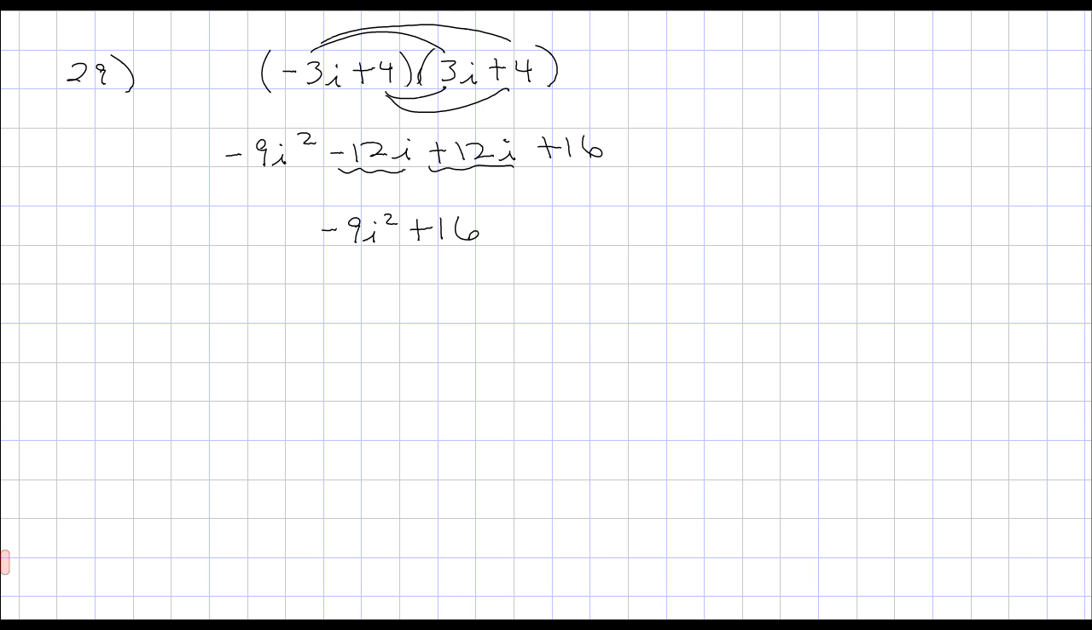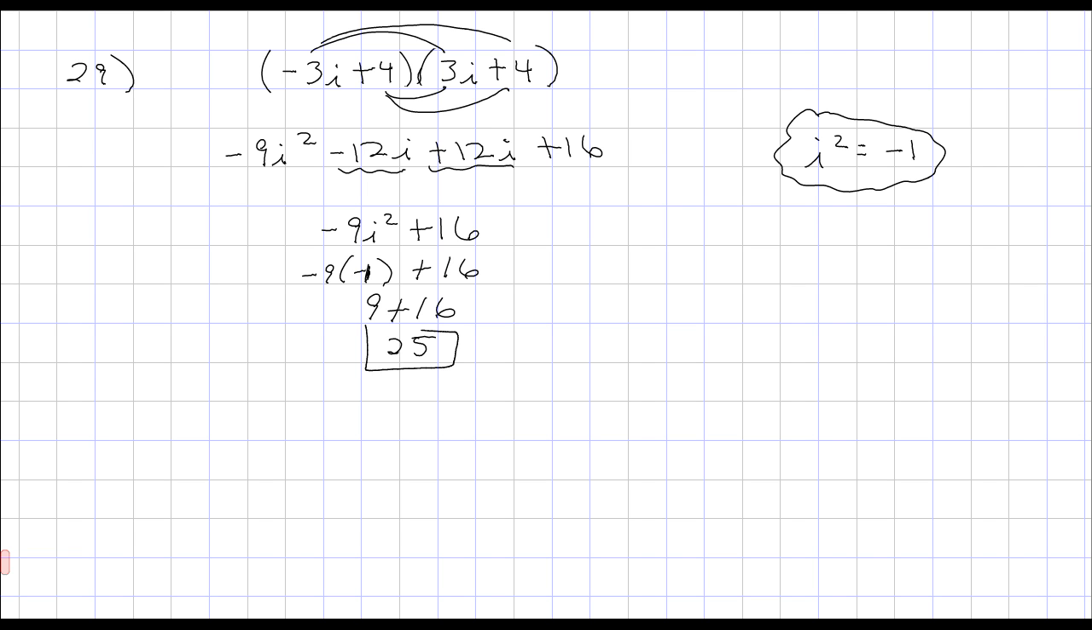Alright, but now, what the heck is i squared? Okay, well, i squared is equal to negative 1. It's just something to memorize, although I'll make a further comment on that in a moment. So if i squared is negative 1, then I have negative 9 times a negative 1 plus 16, so 9 plus 16 or 25. So your answer is just 25.